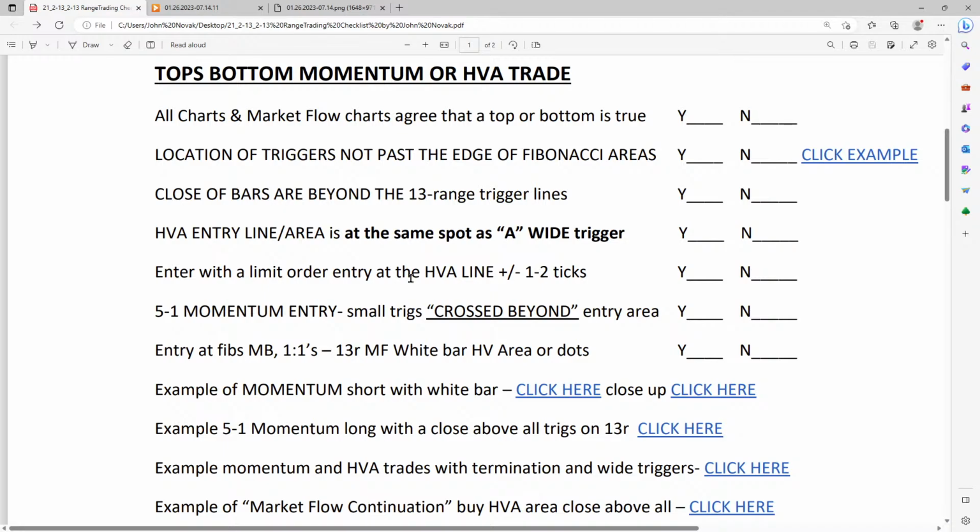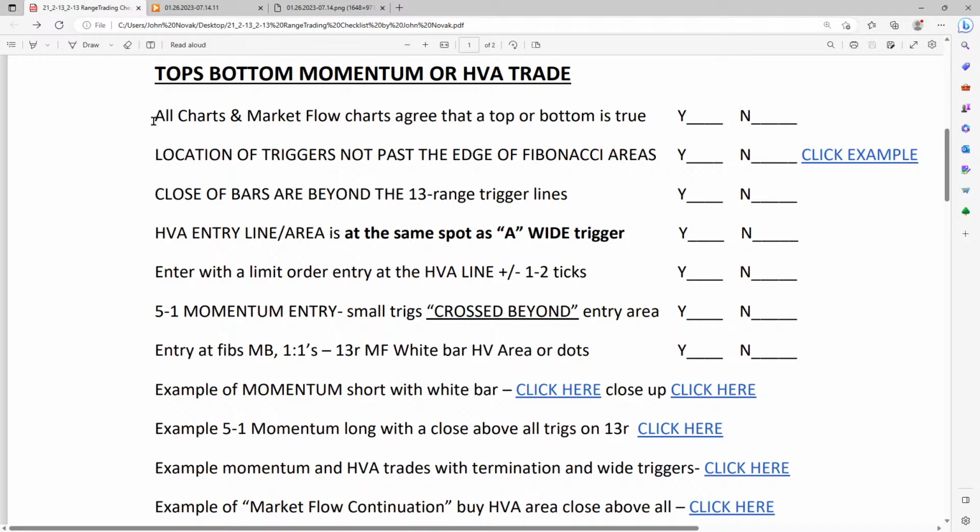How many times can you watch the market stop at an area and go the other way, and eventually you start going, you know what? I've seen this 7,000 times now. I should probably start getting paid for it. If I'm going to sit here and watch it stop and reverse and go the other way, I might as well get paid.